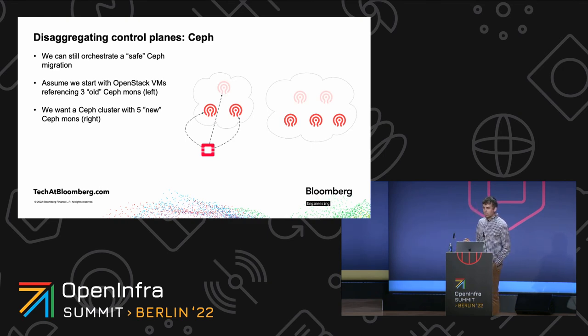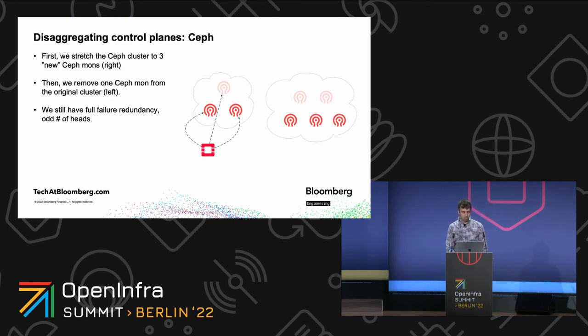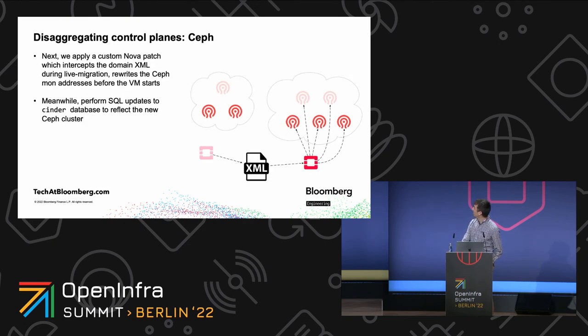So as far as disaggregating things, how we do this is basically we build a new set of Ceph heads to the right. Pretend this is a VM over at the left with our current three heads. The first thing we do is decom just one of them if we want to go from three to five, and we build the three new ones. So we still have an odd number of Ceph heads. Things are a little all over the place, but what this looks like is this.